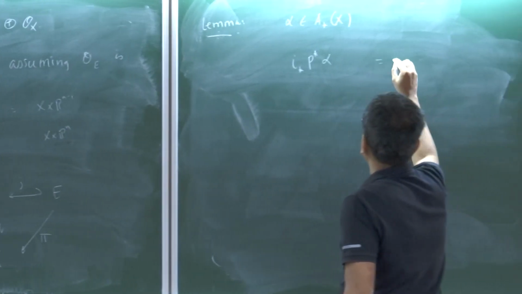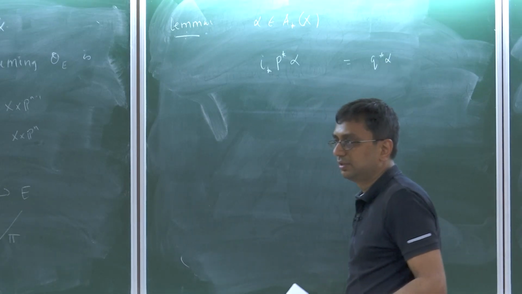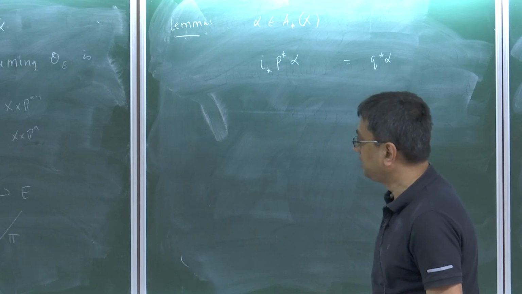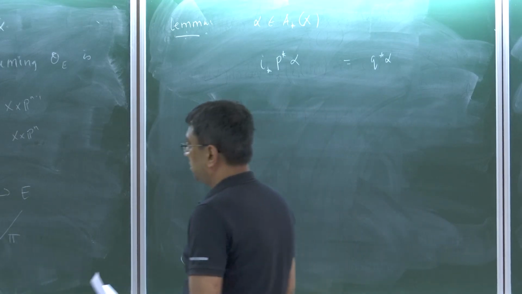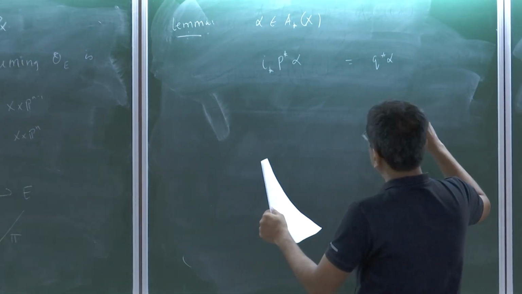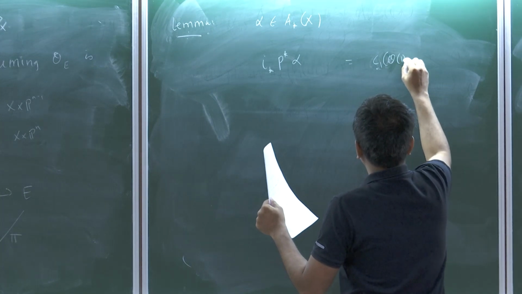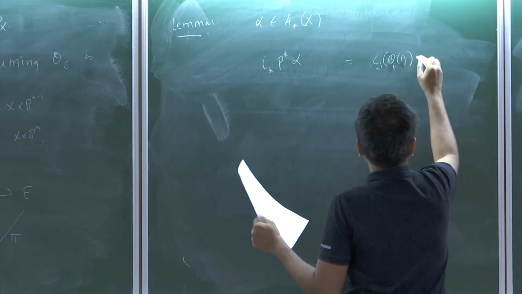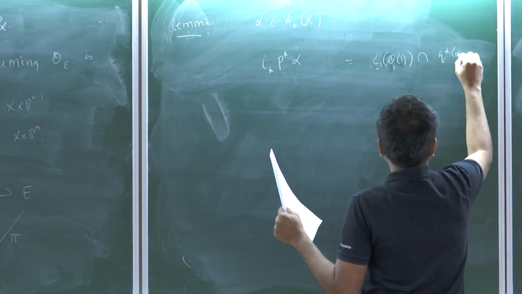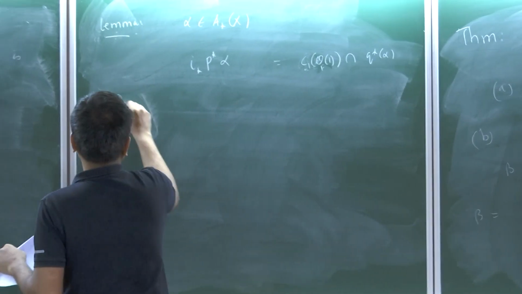So is this equal to Q upper star alpha? It is not, because the exact formula is that this is equal to Q upper star alpha, this is actually C1 of O(1) to be precise, cap with Q upper star alpha. Okay, we want to prove this lemma. So let us see why this is true. Proof, again.